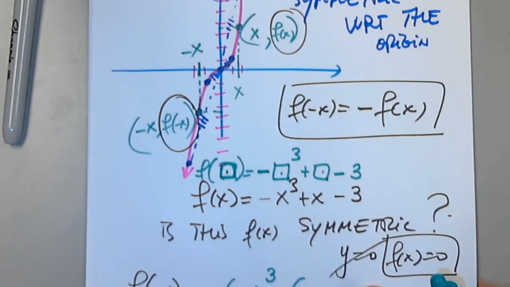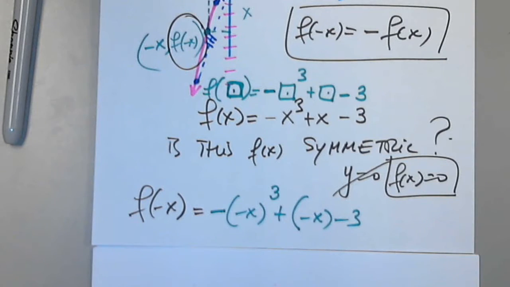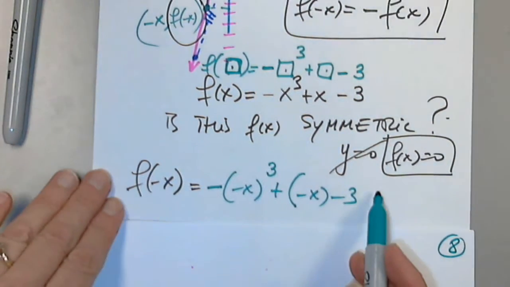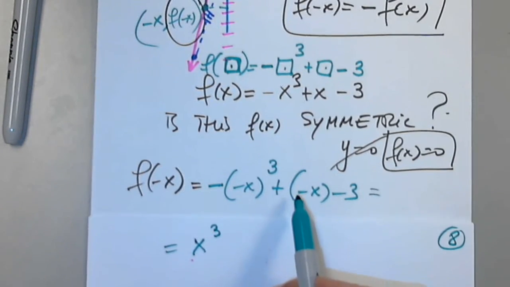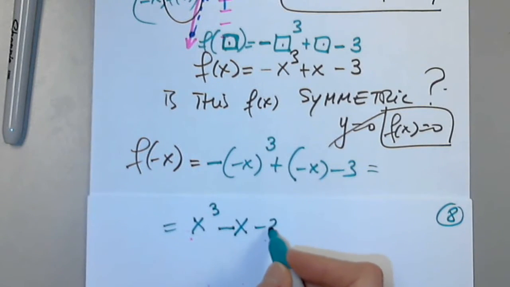Good. So how much is negative x to the third? Still negative x. Very good. With minus in front. Plus x. Very good. So this is x cubed. How much is positive negative x? Negative x. And then minus 3.